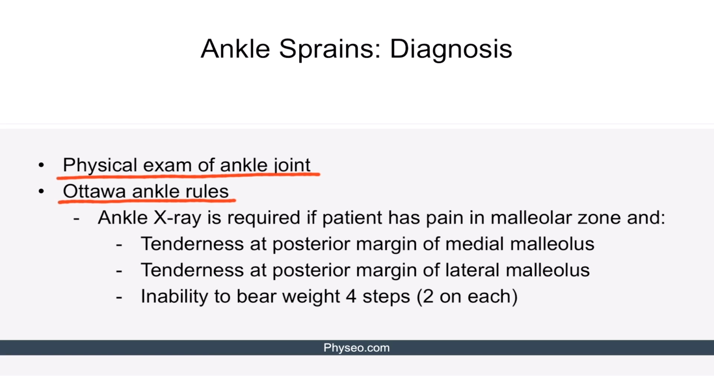Another criterion for performing ankle x-ray is the inability of the patient to bear weight through 4 steps, specifically 2 on each leg. The presence of any of these 3 criteria along with pain in the malleolar zone makes the patient eligible for ankle x-ray because these signs indicate ankle fracture rather than ankle sprain.